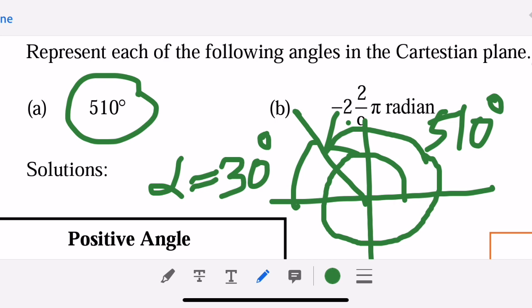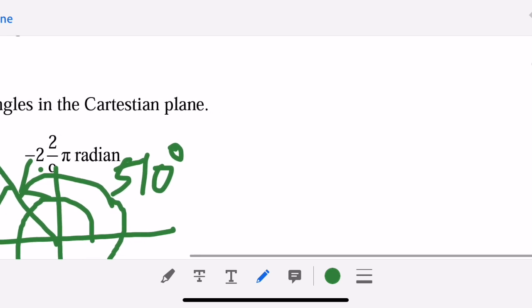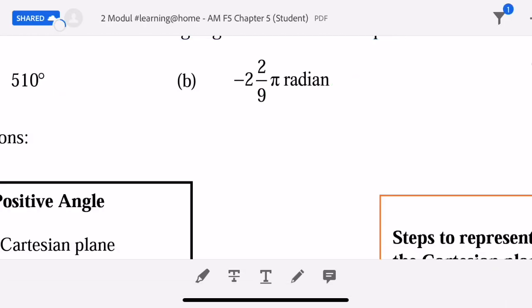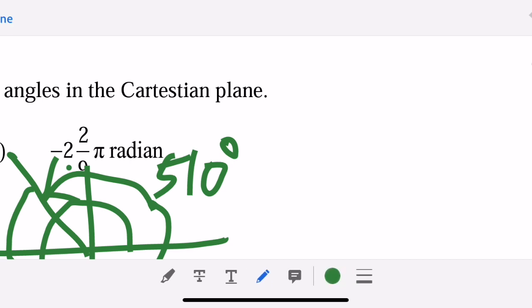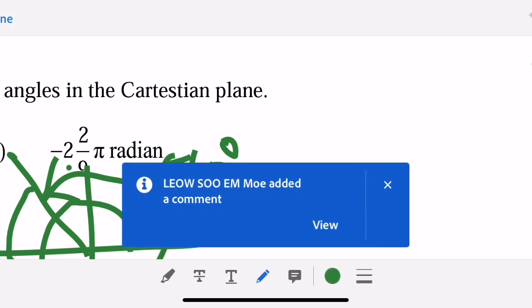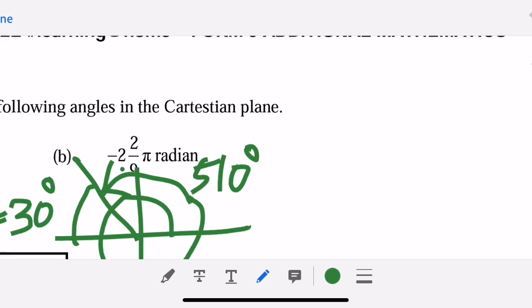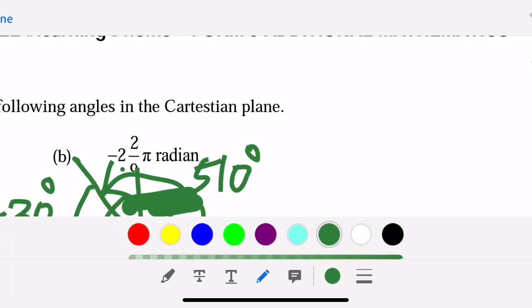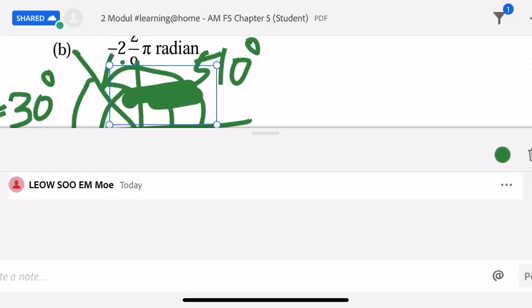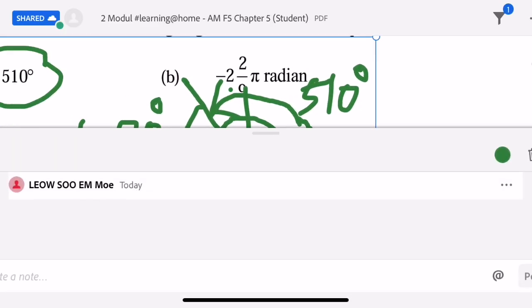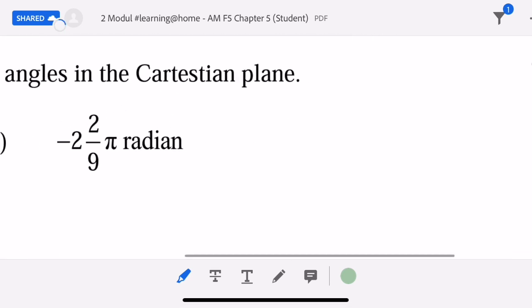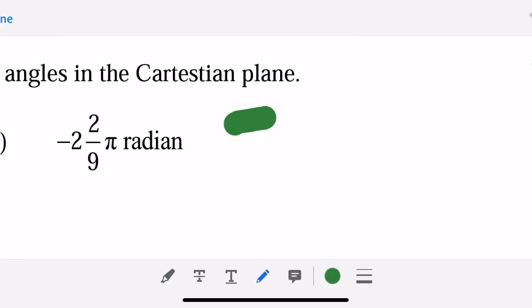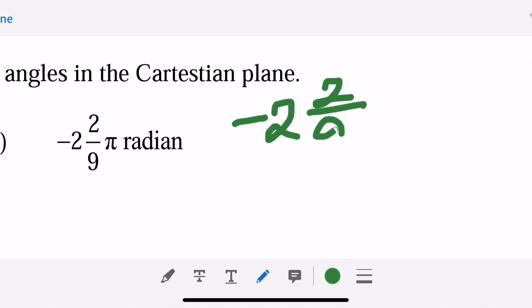If it is negative 2 over 9 pi radians, how do we represent it? Let me explain to you. Let me erase this first. I want to show you how to draw this on the Cartesian plane.